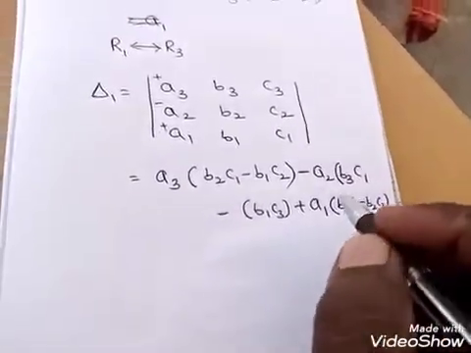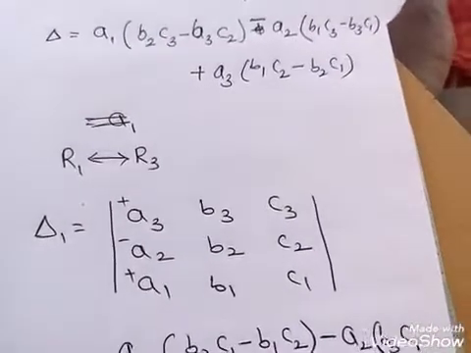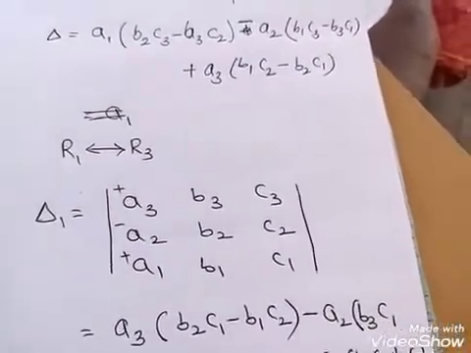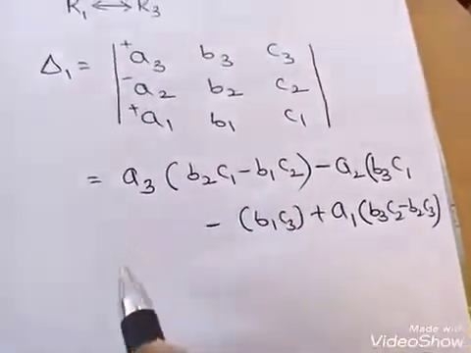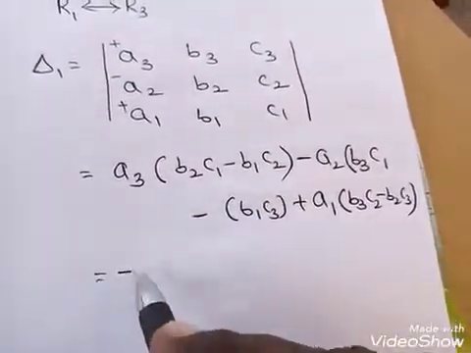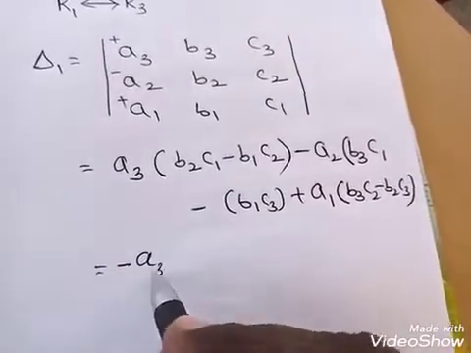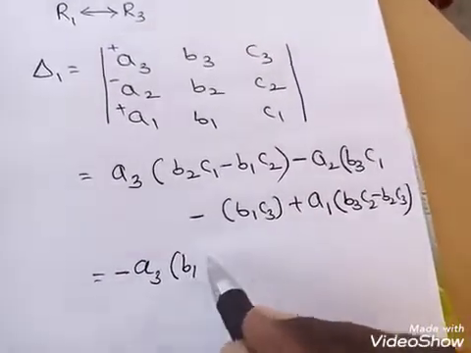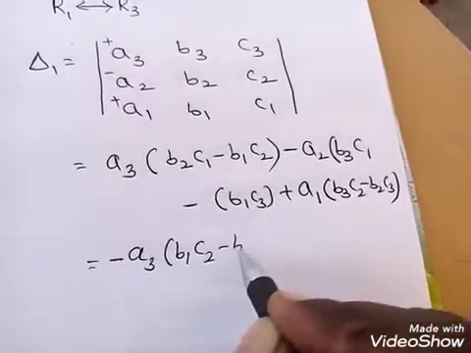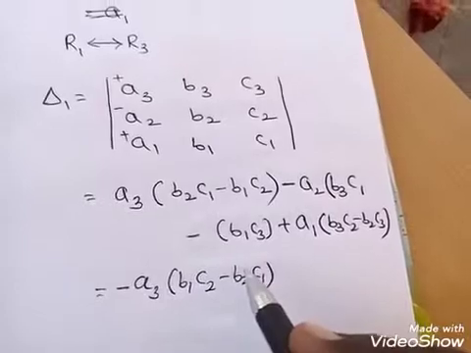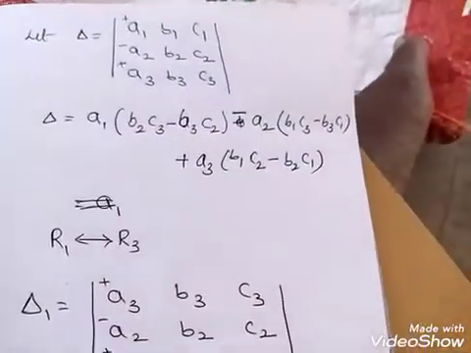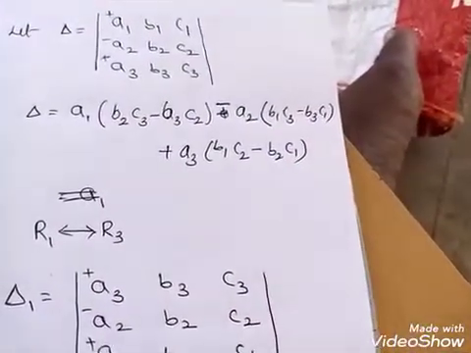Here observe, now what is A3 into (B1 C2 minus B2 C1)? Here what is there, B2 C1 minus B1 C2. That's why I have taken minus common. If I take minus common here, then it becomes B1 C2 minus B2 C1, and minus A2 into what is there, B1 C3 minus B3 C1.